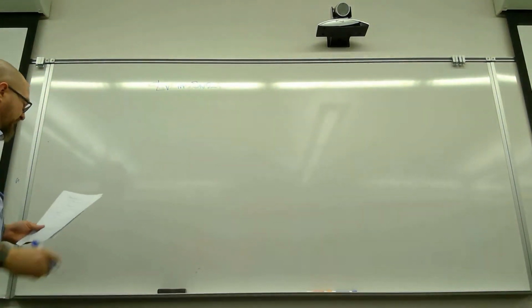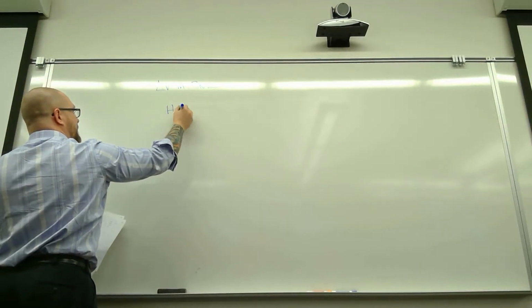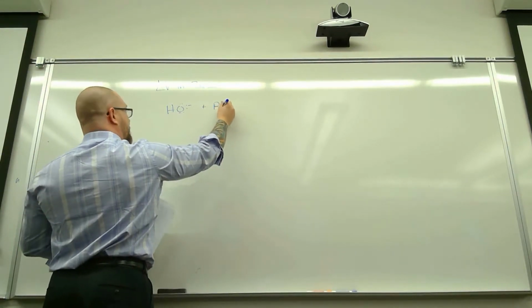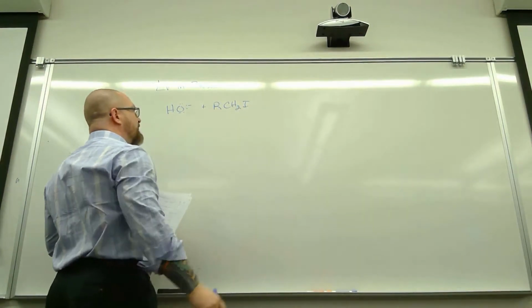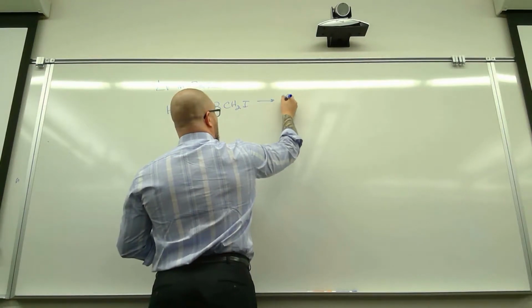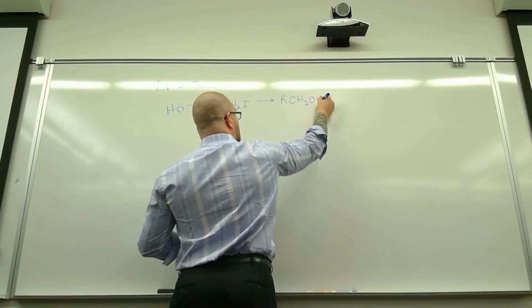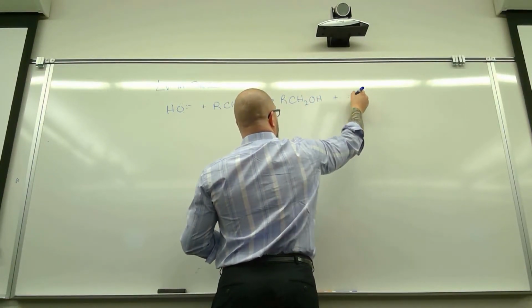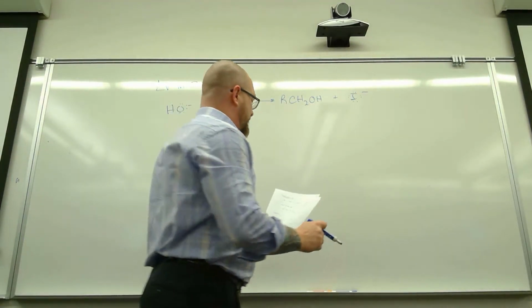So, leaving groups in SN2 reactions. Let's say we've got some generic reaction where we have our hydroxide as a nucleophile, and then we've got just some generic alkyl halide. This is going to undergo a reaction, giving us iodide as our leaving group.